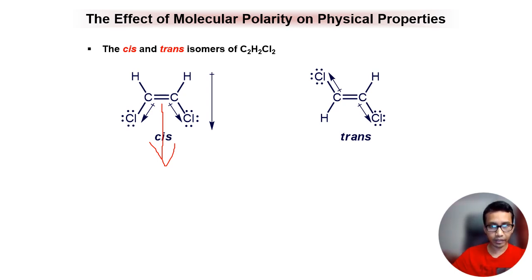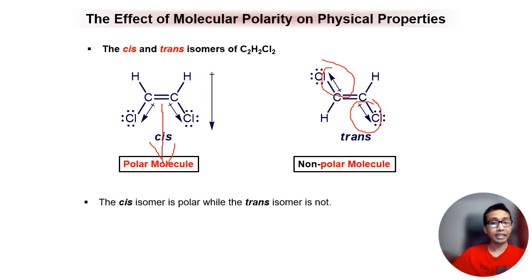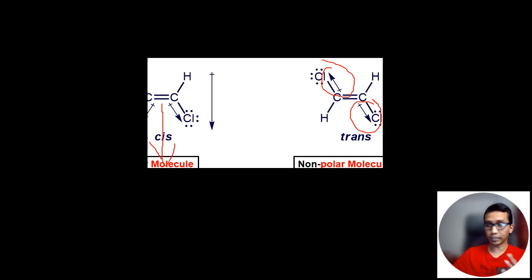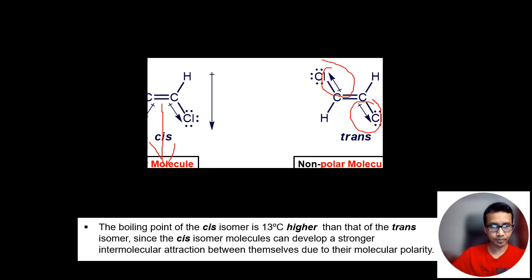On the other hand, we have this C-Cl bond right here and this C-Cl bond right here. They're exactly the same, and they will cancel each other out. They're pointing in exactly opposite directions; vectors can be moved around, you can align them, and they will exactly cancel each other out. As a result, the left cis molecule is a polar molecule because it has a net dipole moment, while the molecule to the right is a nonpolar molecule because the bond polarities cancel each other out.